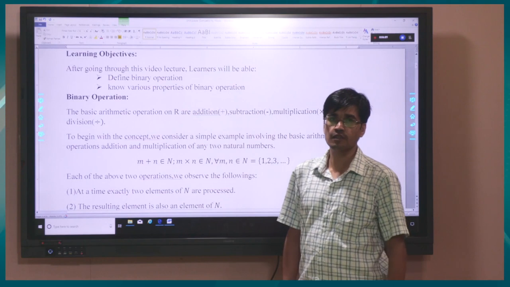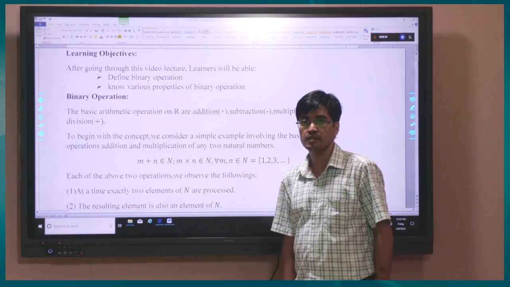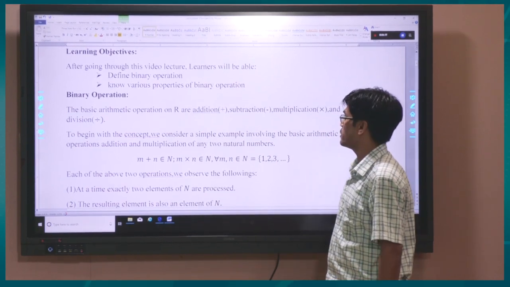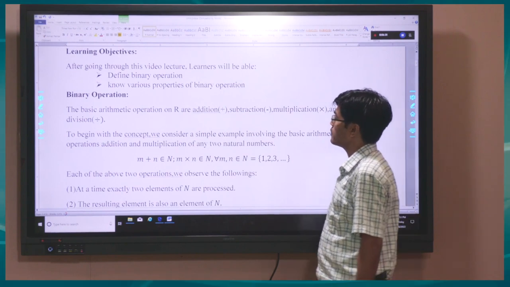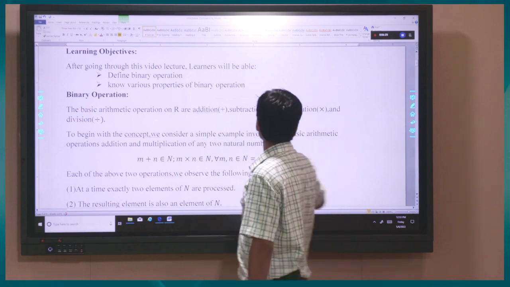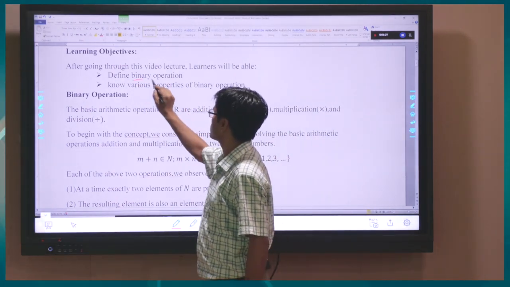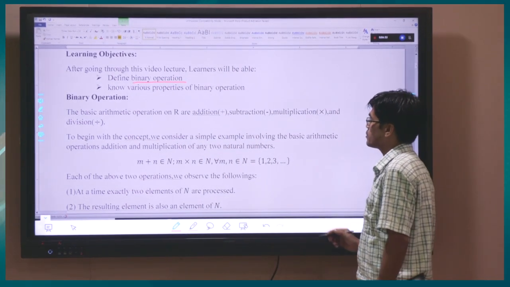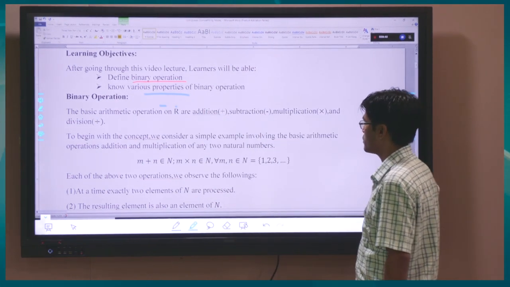So now we start today's lecture on the topic binary operation. In this lecture we will discuss first what is binary operation. So first we define binary operation, then we discuss various properties of binary operation. So let us define what is binary operations.